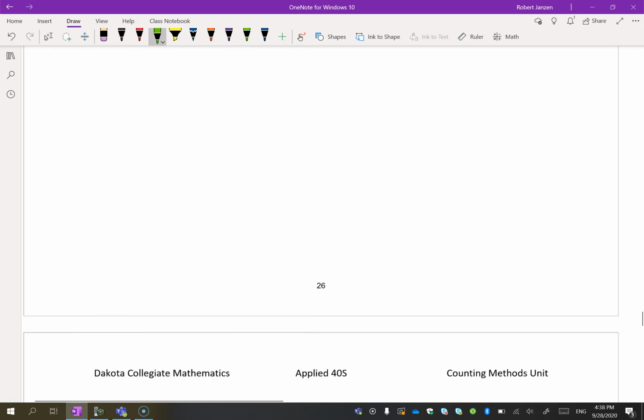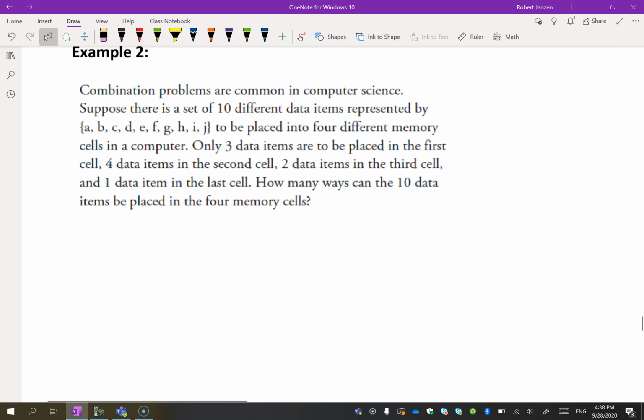All right, next one. Next question, a combination problem. They're common in computer science. Suppose there is a set of 10 different data items represented by these letters, and they're supposed to be placed into 4 different memory cells in a computer. Only 3 data items are placed into the first cell. Okay, so here's the first cell. And we're taking 3 out of the 10. So it doesn't matter what order I put them in, so I'm going to go 10 choose 3.